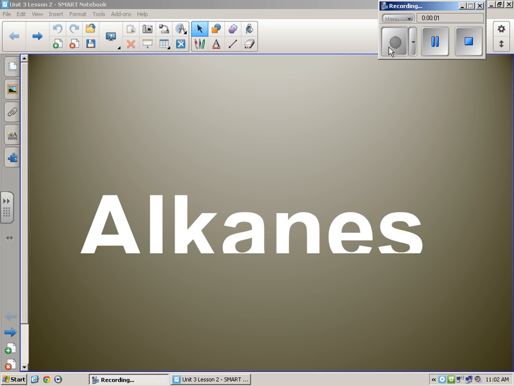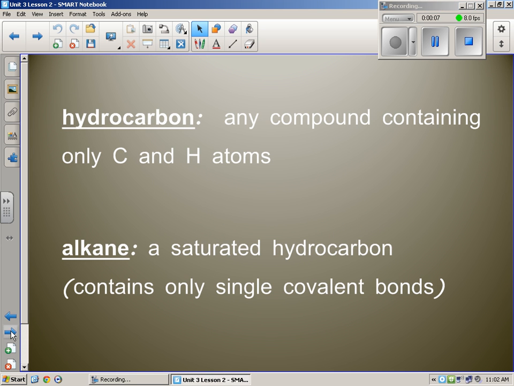Day, and I don't know how far we got here, but we're going to continue on here anyway, and we're going to get this done. We have to. So, alkanes.